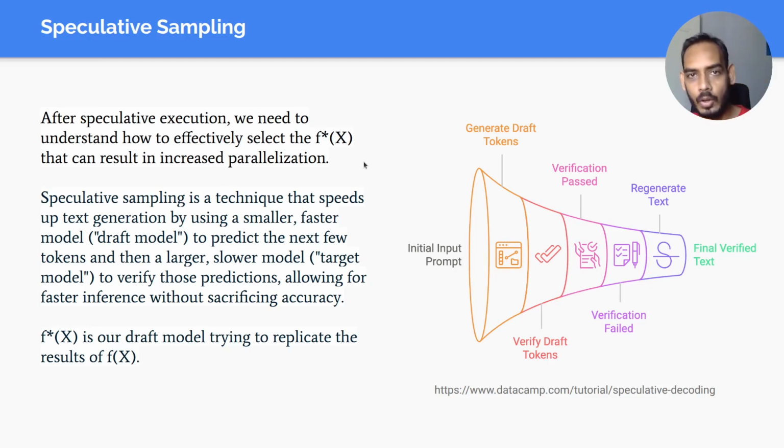So for that, we use something called speculative sampling, which is nothing but a draft model, a smaller and faster model for generating the next set of tokens. If you look at this diagram, you have the initial prompt. You use draft tokens generated by the draft model, and you verify those draft tokens through a larger model. If verification is passed, then it's good and you can go ahead and use it. If it fails, then you have to regenerate the text and get the final verified text. So the final step, f star of x, is our draft model trying to replicate the results of f of x. That's what we have understood from speculative sampling.